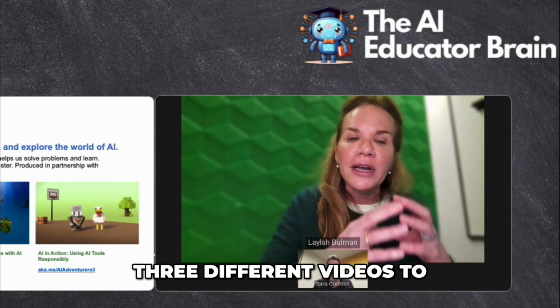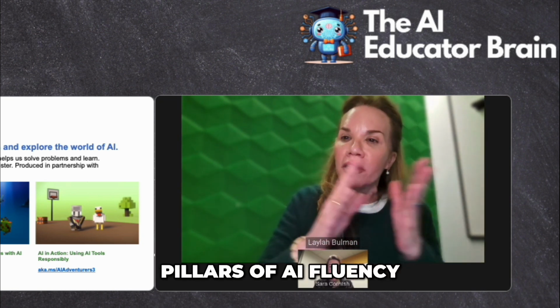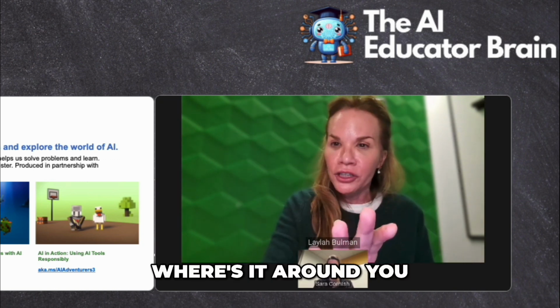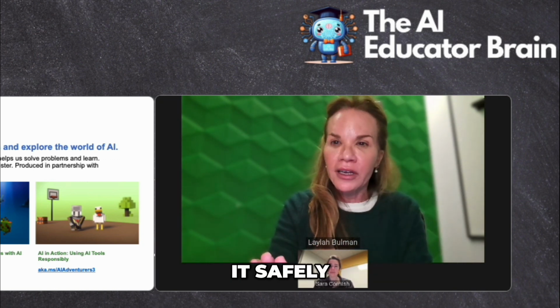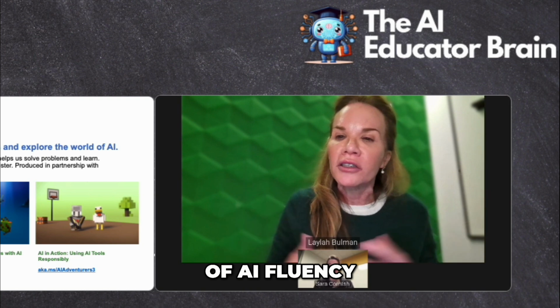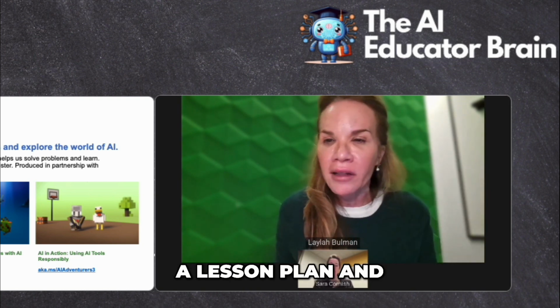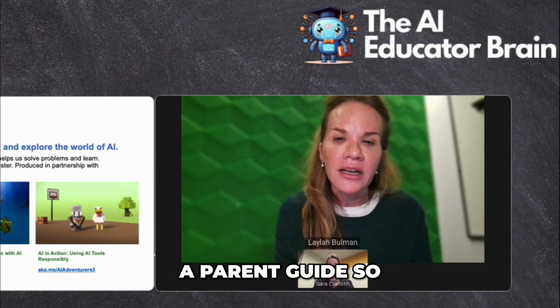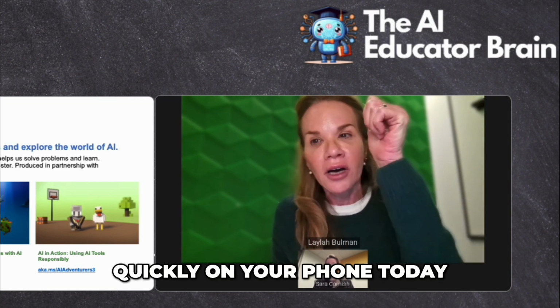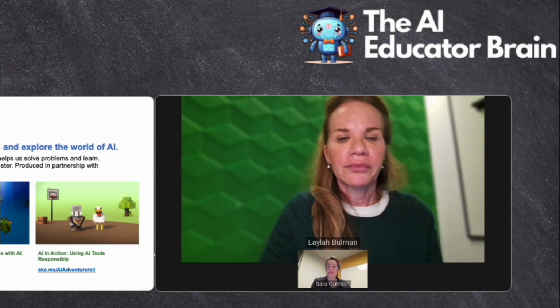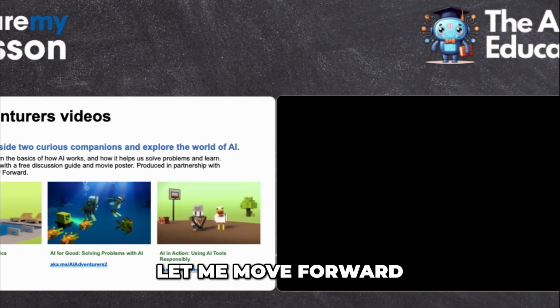So what we've created is 3 different videos to talk about the 3 pillars of AI fluency. What is AI? Where is it around you? And how to use it safely. So just those 3 pillars of AI fluency, 3 short videos, each is supported by a lesson plan and a parent guide so that you can start quickly on your phone today. Let me move forward.